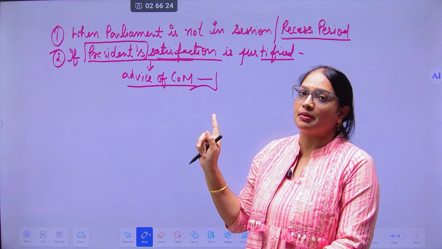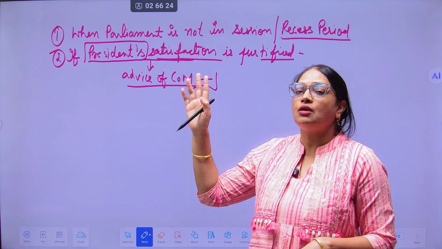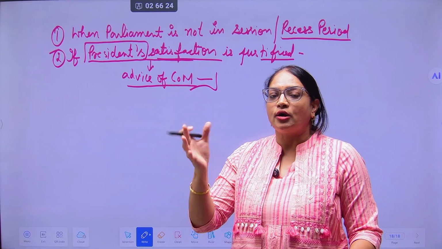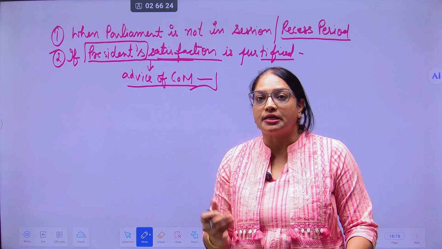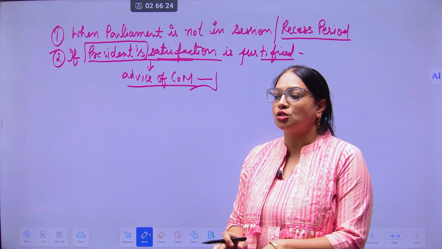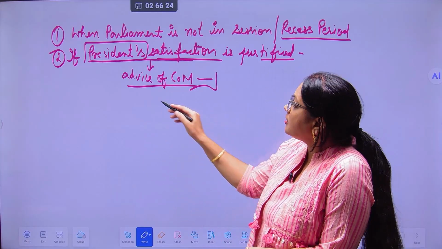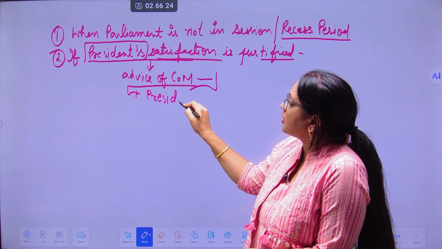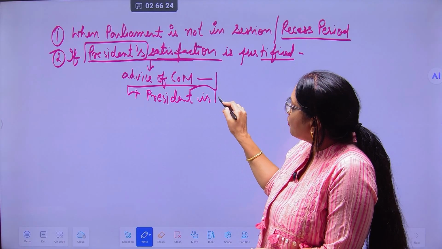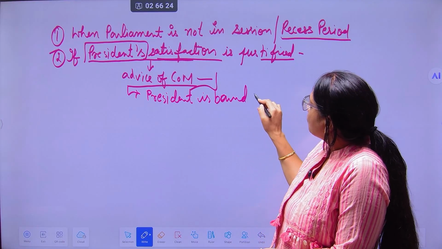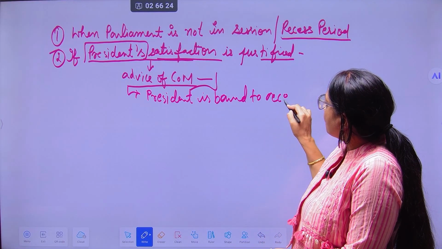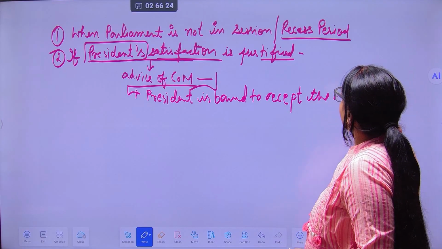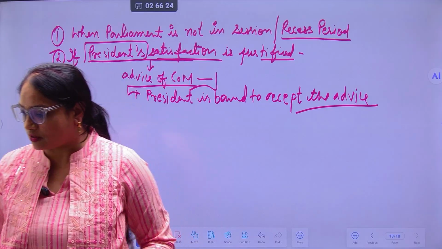This is a discretionary power. But after sending, if the council of ministers again sends the advice to issue the ordinance on a particular topic in order to deal with a certain situation, then what could be done? Here the president is bound to accept the advice. Then he cannot make any reconsideration. Got it?